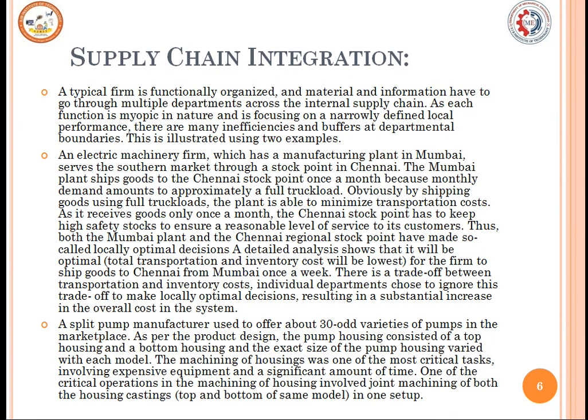An electric machinery firm which has a plant in Mumbai serves the southern market through a stock point in Chennai. The Mumbai plant shipped goods to the Chennai stock point once a month because monthly demand amounts to approximately a full truckload. When shipping using a full truckload, the plant is able to minimize transportation cost. It receives goods only once a month. The Chennai stock point has to keep high safety stock to ensure a reasonable level of service to its customers. Thus, both the Mumbai plant and the Chennai regional stock point have made locally optimal decisions.